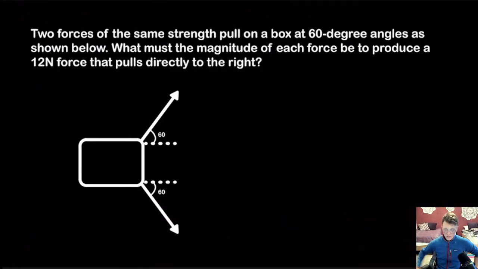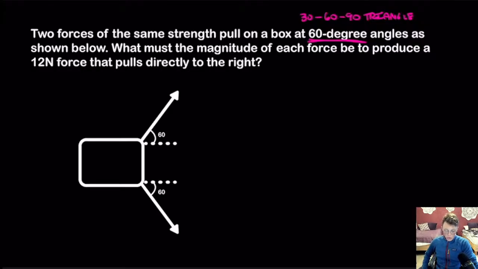Okay, so this time we have two forces of the same strength pulling on a box at 60-degree angles. The 60-degree angle hopefully is going to stick out to us now. We should be thinking about our 30, 60, 90 triangle. We've been thinking about vectors this entire time, so that's what's coming up for me. And it says, as shown below, what must the magnitude of each force be to produce a 12 Newton force that pulls directly to the right?